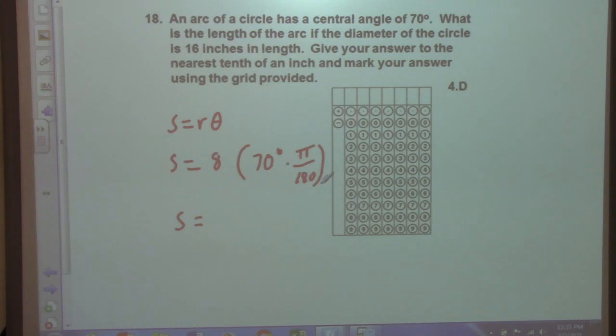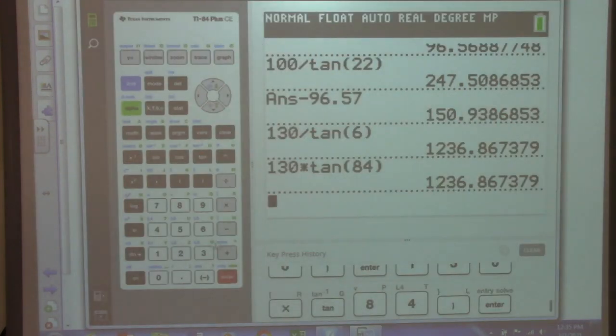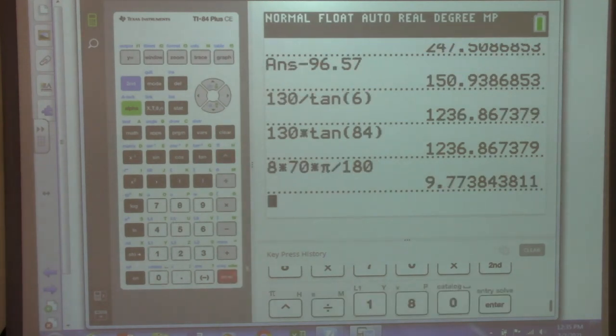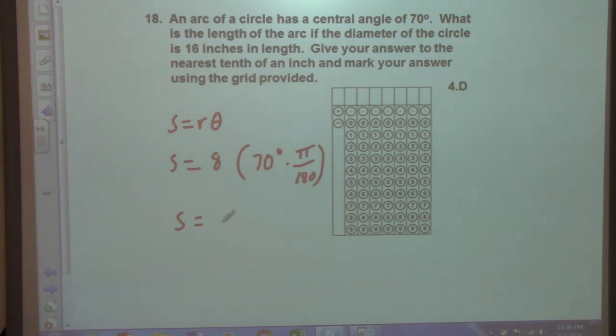8 times 70 times pi, and we divide that by 180. So the arc length will be 9.77, which rounds to 9.8 to the nearest tenth. So 9.8. So that's that. We're about out of class time.